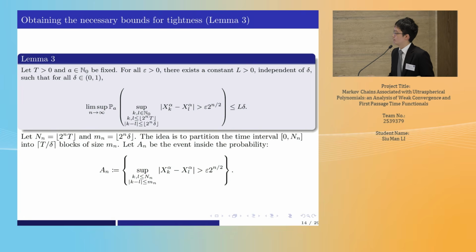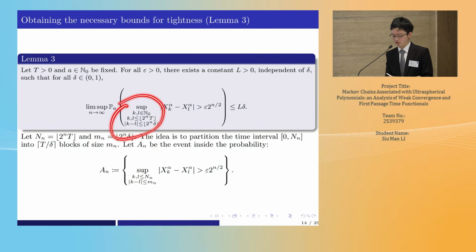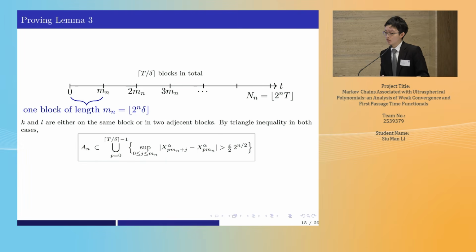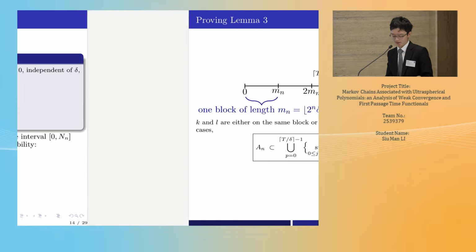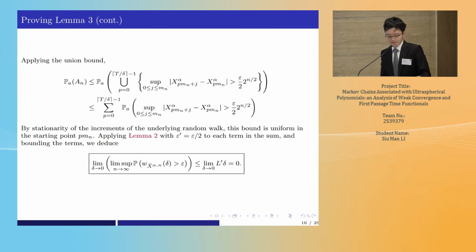Next, we globalize the result from the previous lemma. We control the fluctuations anywhere in the time interval. The idea is to partition any time interval into blocks of dyadic sizes, like this. We consider any states K and L subject to this condition. We can see that they are either in the same block or in two adjacent blocks. So by the triangle inequality, we can conclude that this event is included in this union. We apply the union bound and apply the previous lemma with some rescaling. We can obtain exactly what we needed to prove tightness.